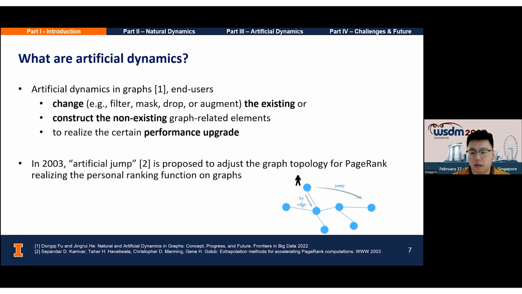To the best of our knowledge, the earliest relevant concept of artificial dynamics in graphs appeared in 2003. At that time, artificial jump was proposed to adjust the graph topology for PageRank, realizing the personal ranking function on structured data. That is, a random surfer or a random walker could follow an originally non-existing but newly added edge to jump to a personally selected node, with a predefined teleportation probability.